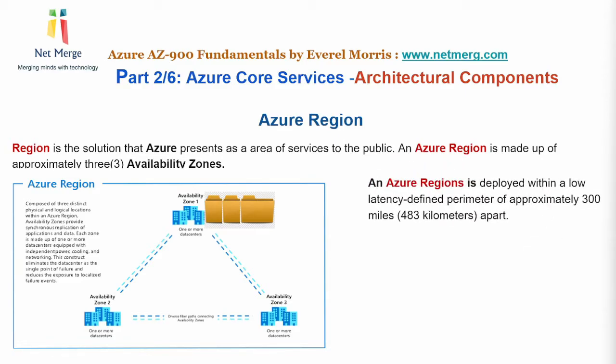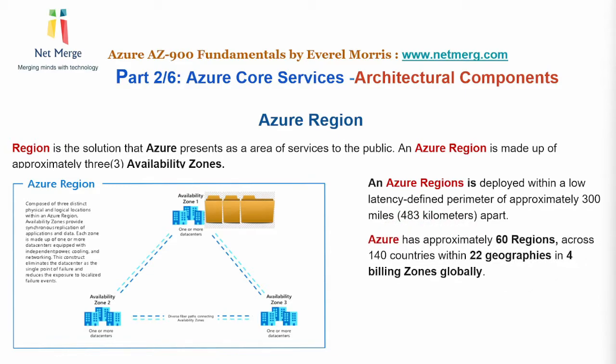Now, an Azure region is deployed within a low latency defined perimeter of approximately 300 miles apart. So approximately every 300 miles, or 483 kilometers apart, you'll have a new Azure region in a particular geography or within a particular country. Not every country would have more than one region, so not every country has the liberty of having 2 regions within their geography or within their boundaries. Just want to make that clear.